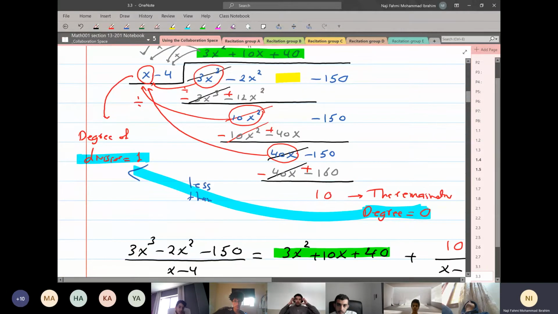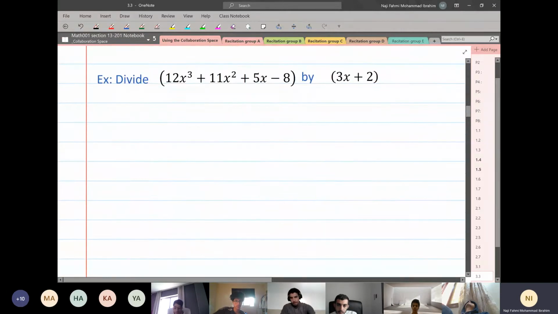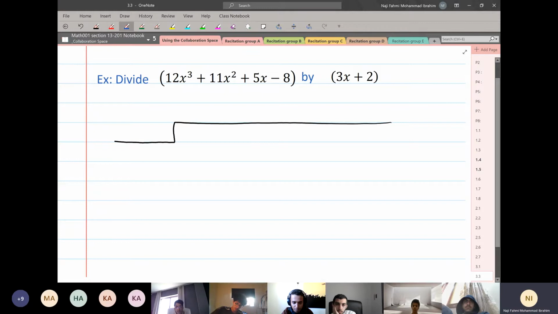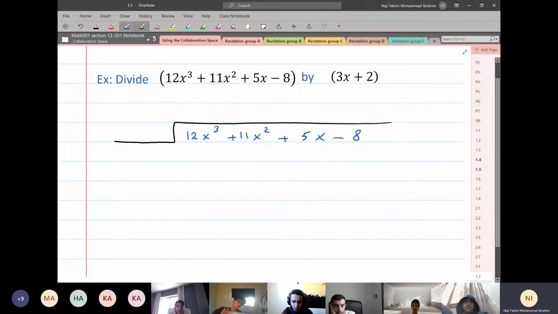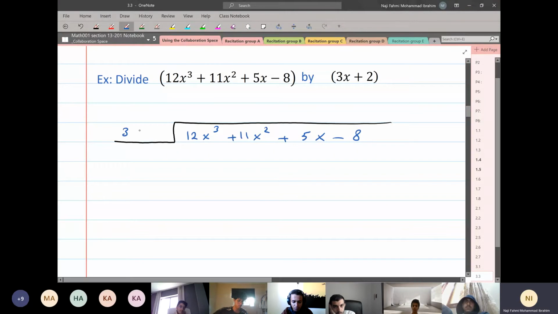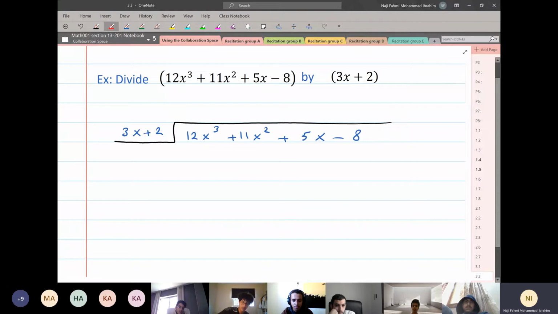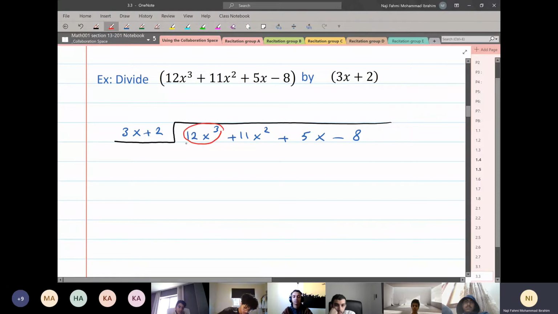Let's take one more example, which is this one. This time I will divide these. Again, the first thing we should do is write the division sign. And now inside I will write the dividend, which is 12x to the power 3 plus 11x squared plus 5x minus 8. We will divide by what now? By 3x plus 2. Do we have any missing term this time? No, the answer is no. So I'm just going to write them without spaces.